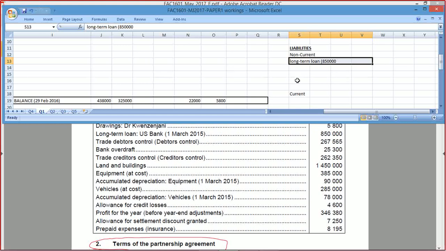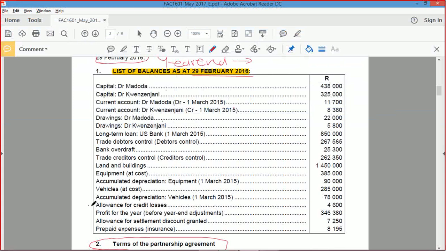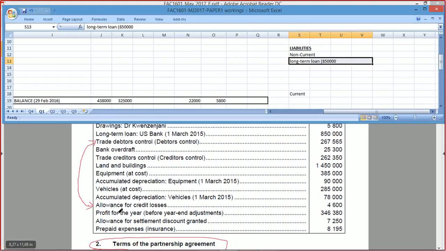Vehicles? It's an asset. Accumulated depreciation? Negative asset. Allowance for credit losses? Negative asset. It gets disclosed against what accounts? Those two accounts go together, and you disclose the net amount in the statement of financial position. Okay, but I don't need it for this question because that's a negative asset.